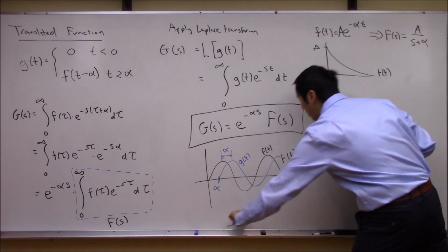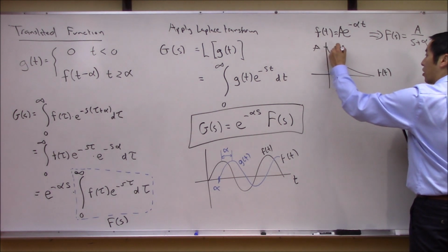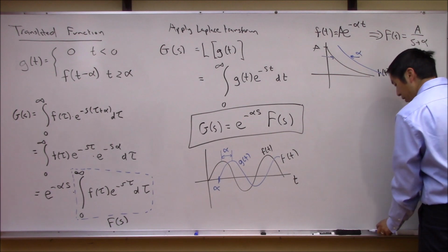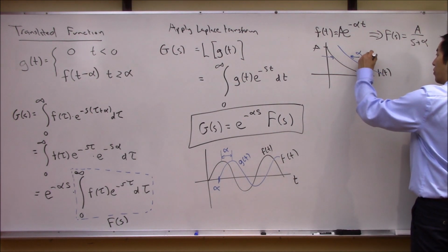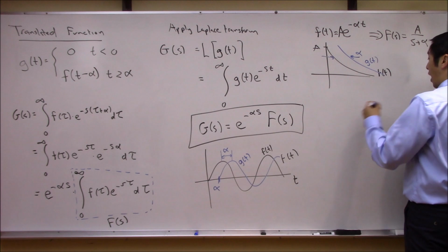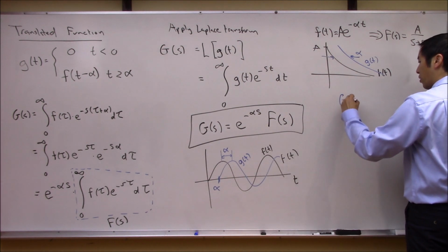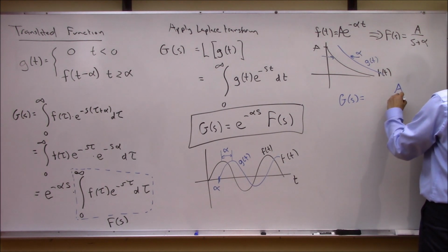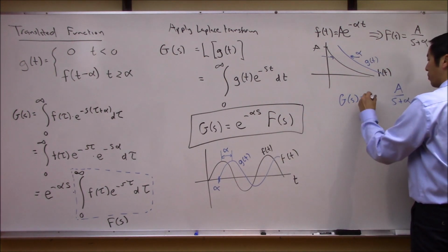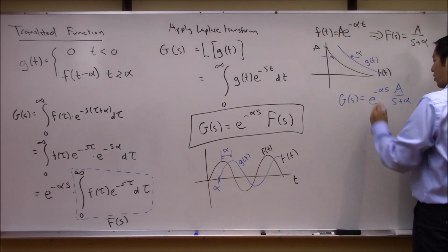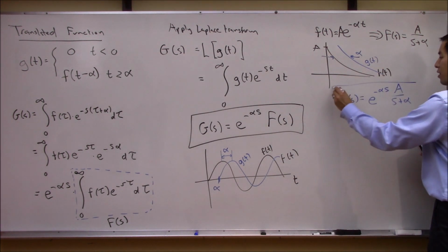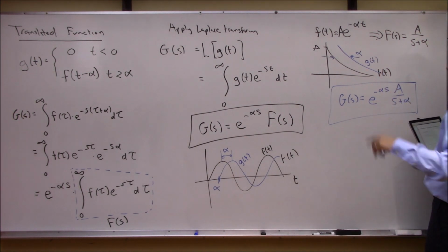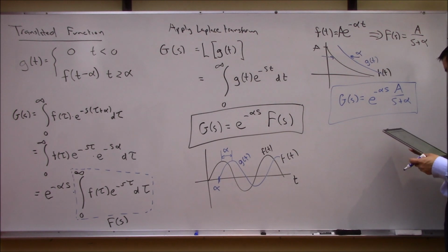Now, if I want to time delay this thing and have it start alpha seconds later, here's my blue g of t. I now know that G of s is just the original thing that I had, A over s plus alpha, and now all you have to do is multiply it by e to the minus alpha s. And here we go. This, in the Laplace domain, is a time-delayed, shifted exponent. So there you go. This is actually pretty fascinating.